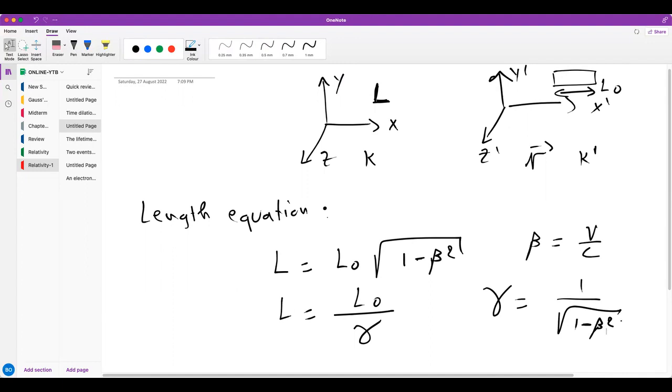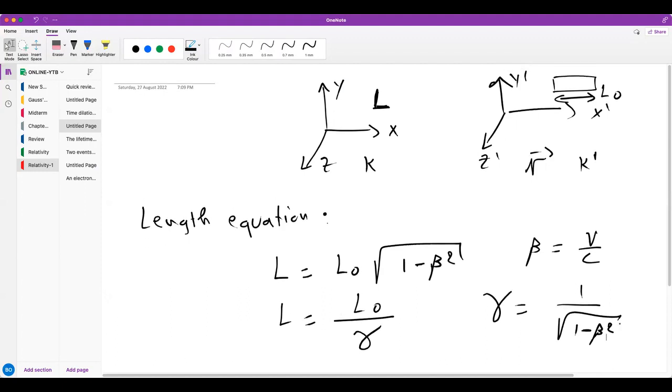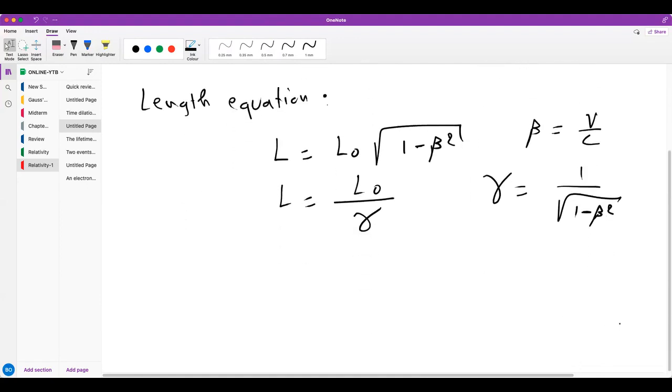Yeah, so the proper length is the length measured at rest. For example, as I mentioned, we have an object that we are trying to measure, and this object is located in a space shuttle, and it is at rest in the space shuttle, and we are measuring it. So we will be measuring the proper length. Someone who is watching the space shuttle moving will measure another length, which is smaller than the proper length. So the proper length L0 is the proper length.